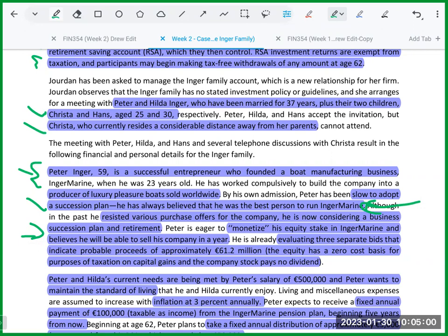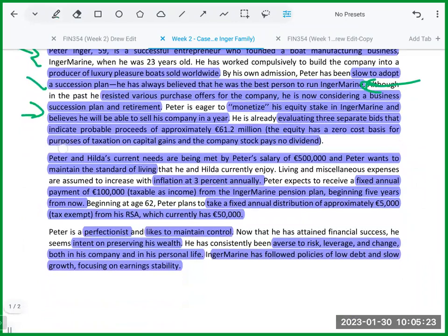All right, so this basically gives you the background of Peter. We can tell that he wants to retire, he wants to monetize his stake in the company, but at the same time we see that he wants control as well. So these are the unique circumstances of managing the funds for Peter. Okay, so something to consider when you draft your answer.